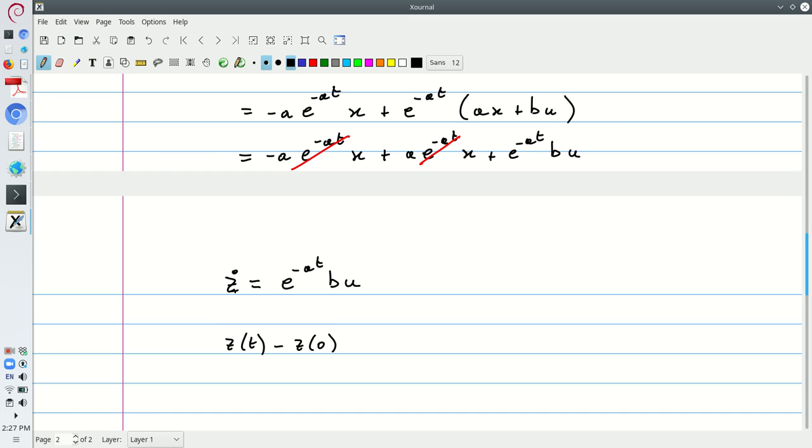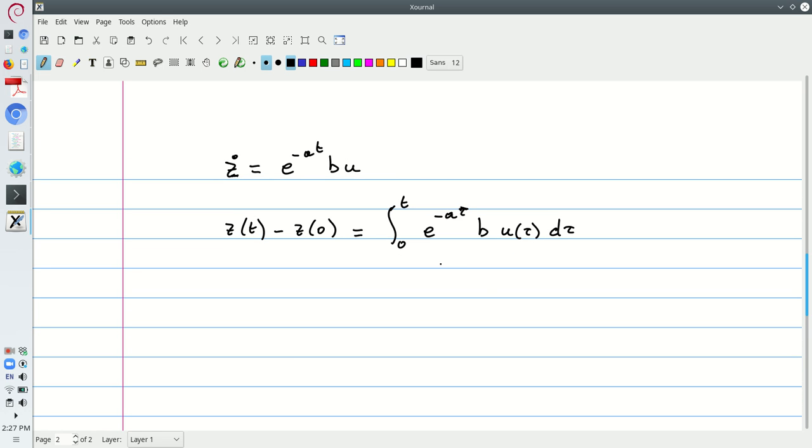Remember, I'm integrating z dot, the derivative of z with respect to t, so when I integrate it, I get z itself. This needs to be equal to the integral from 0 to t of the exponential of minus a tau b u of tau d tau. I'm using a different variable inside the integral. I don't want to have a t here if I'm using t as an extreme of the integral.